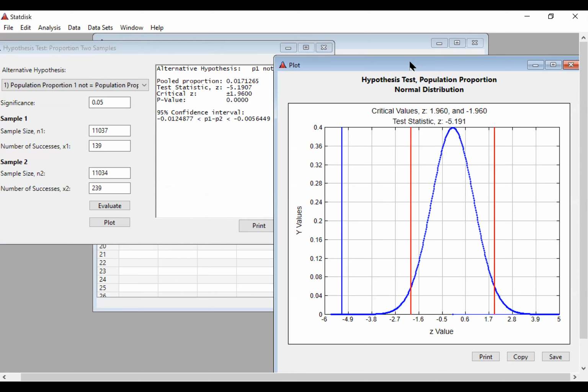what we see here is that our test statistic Z is -5.191. So that's more than 5 standard deviations away from what we would expect if these two proportions were truly equal to each other. And our critical values were at plus and minus 1.96. So we're definitely off in one of the tails there. When we look at the p-value, that's showing up out 4 decimal places at 0.